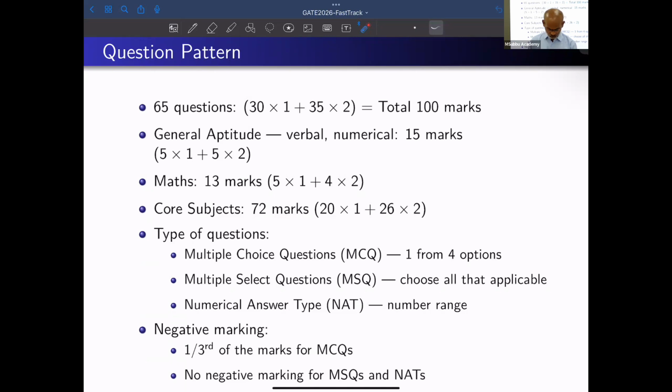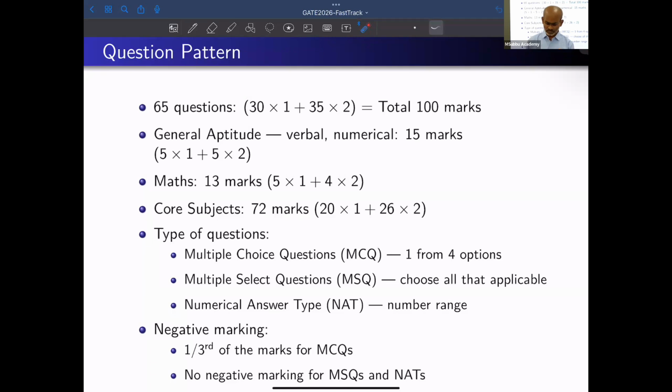Coming to the question pattern, these days numerical answer type questions are carrying weightage as much as 50%. Out of the 100 marks, roughly about 45 marks were numerical answer type questions in the recent 2 to 3 years. And year on year, it's increasing.